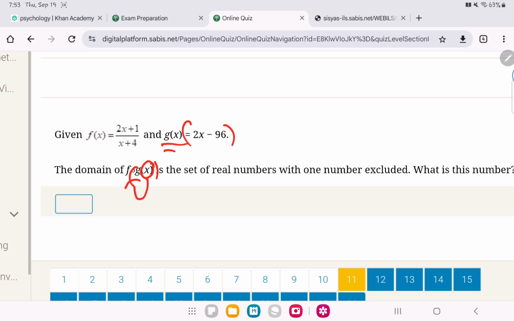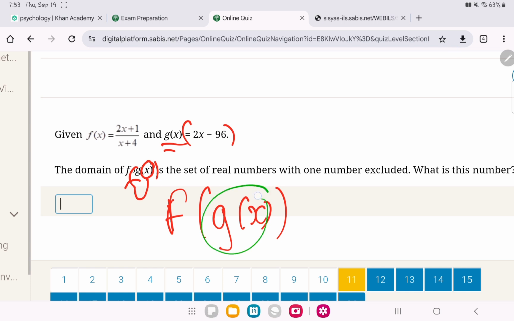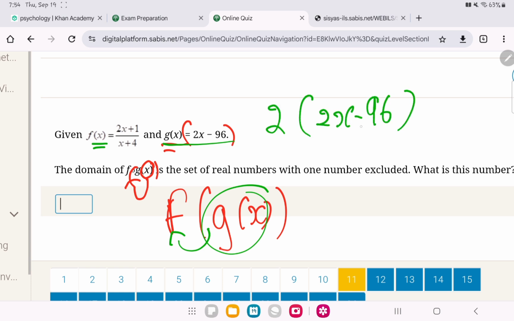Now they told us to put the gx inside of the f. Basically what they're saying is f of gx, okay? They're saying it like this. So we're going to put the gx into the f. That means for every x in the f, we're going to put the value of gx, which is 2x minus 96. That means 2 times (2x minus 96), plus 1, over (2x minus 96) plus 4.